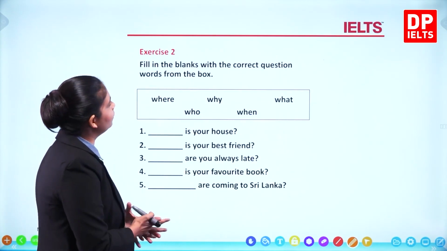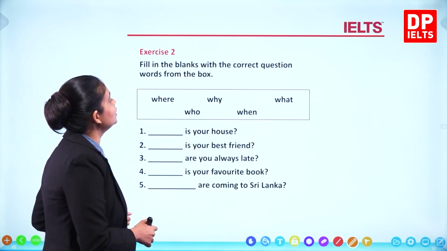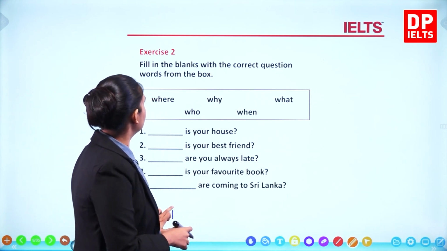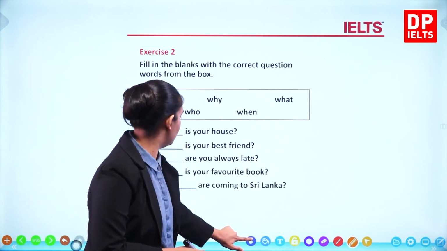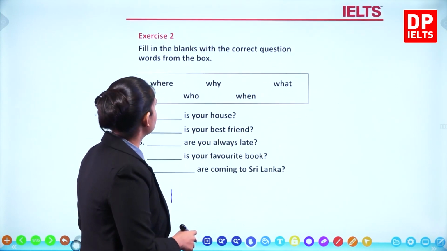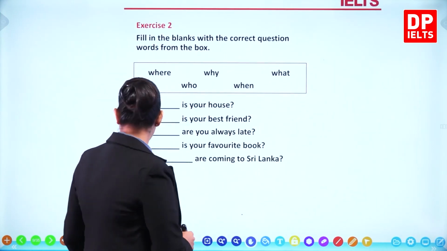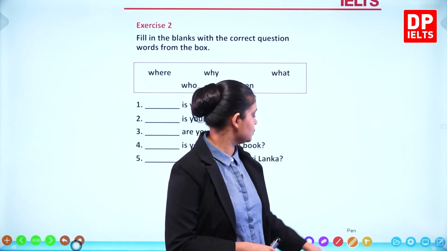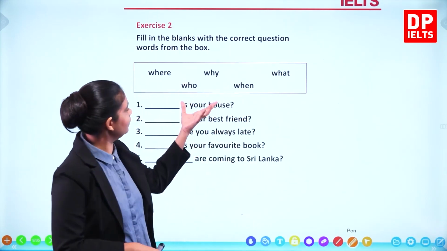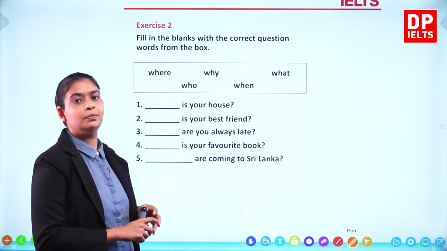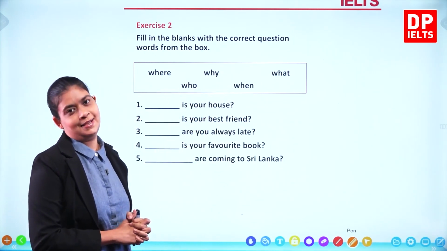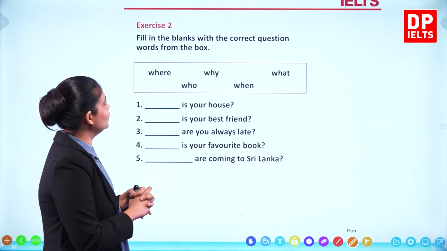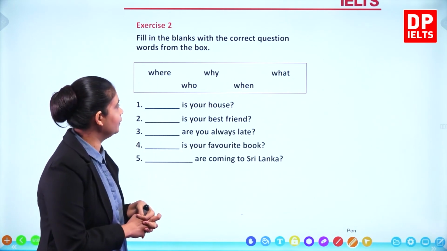Moving on, we are going to have a look at exercise 2. Fill in the blanks with the correct question words from the box, right? So here what we are supposed to do is look at the box and select the relevant word and complete the sentences. Now before we begin, we are going to have a look at where, okay?